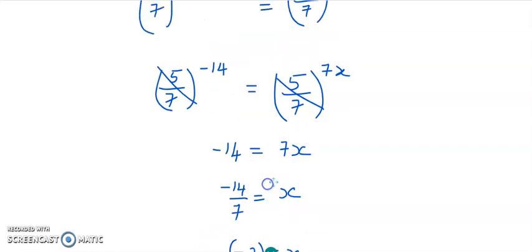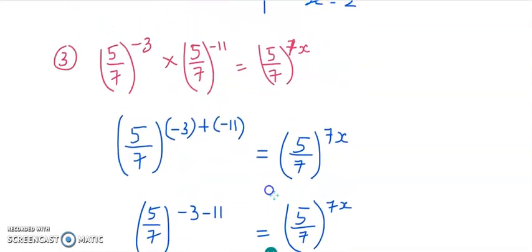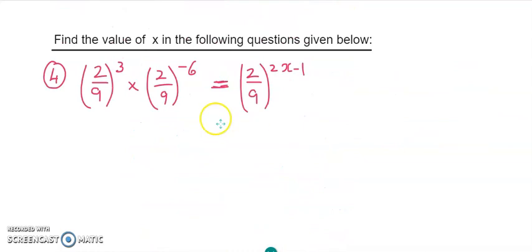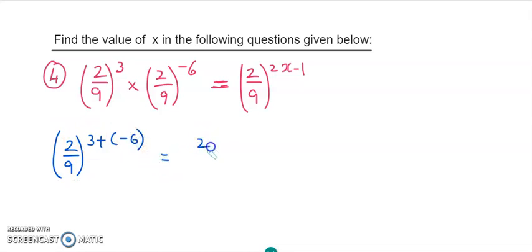Hope this was clear. Okay? I have taken a few more questions. Next, my fraction is 2 over 9. Okay? And a little bit more twisted equation. So let's write down. We'll simplify the left side. There is a multiplication sign, so my power should be added. So 2 over 9, 3 plus of minus 6, which is equals to 2 over 9, 2x minus 1.